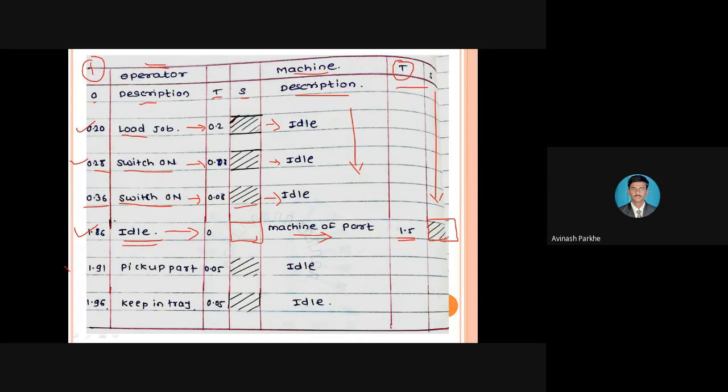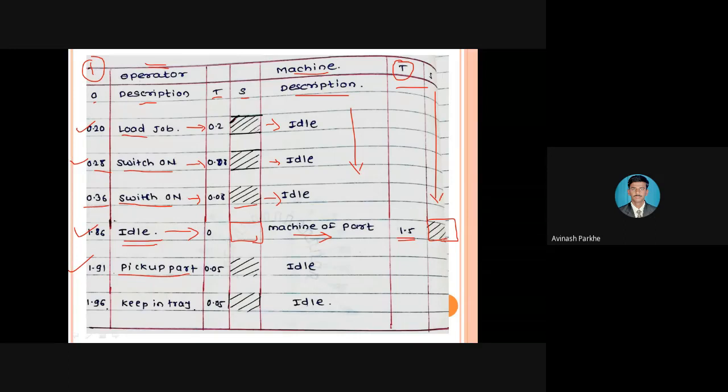Again, you can see here. Next, 1.91 minutes are required to pick up the component. That means once your total operations are over, automatically the machine will be stopped. Once the machine is stopped, means again your machine will move towards the idle condition. म्हणजे working condition मधून machine कुठे जाणार आहे परत? Ideal condition ला जाणार आहे.